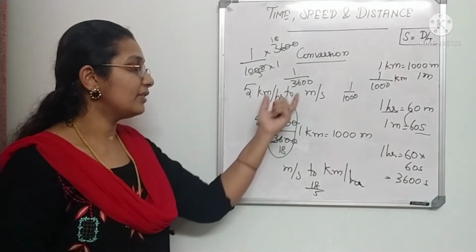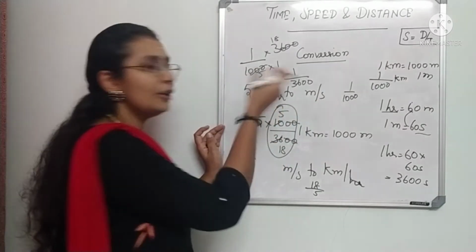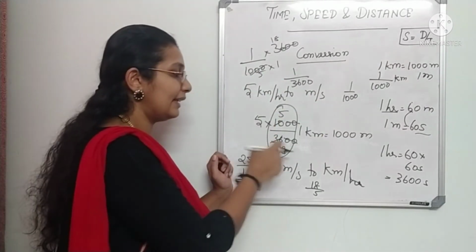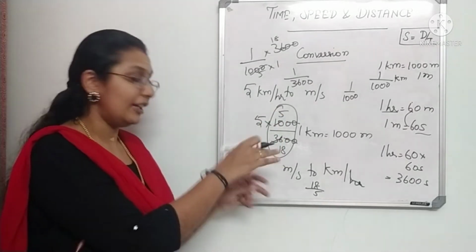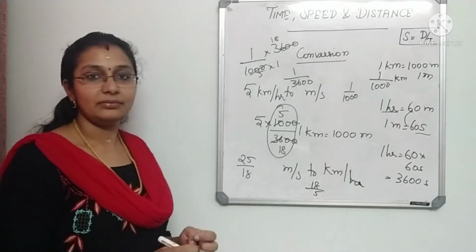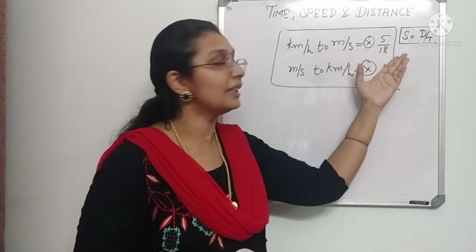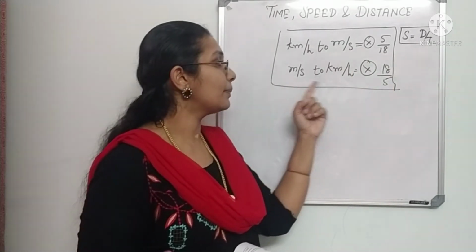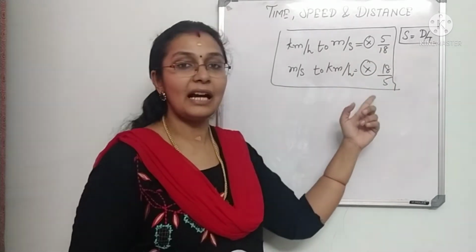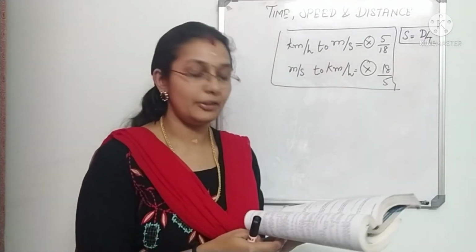Yes. So always remember these two terms. When you have to convert from higher to lower, your numerator will be lower. Think like that. So 5 by 18. When lower to higher, that is meter to kilometer, 18 by 5. Yes, note this down. Kilometer per hour to meter per second, you will have to multiply it by 5 by 18. And meter per second to kilometer per hour, you will have to multiply it by 18 by 5. Okay. Now we will directly get into questions.